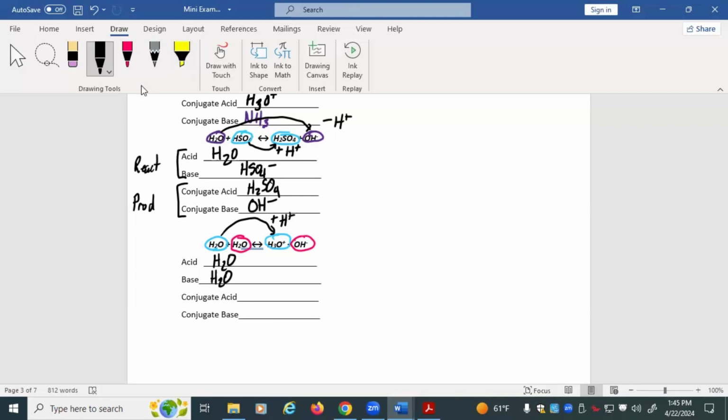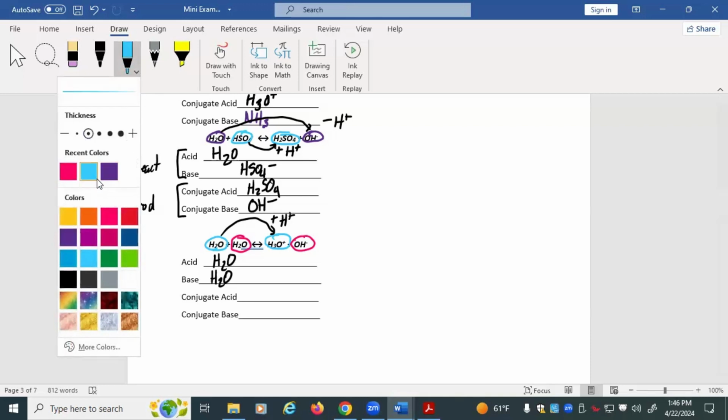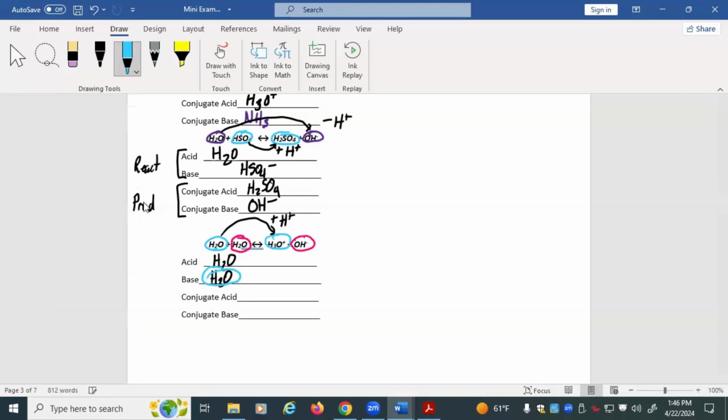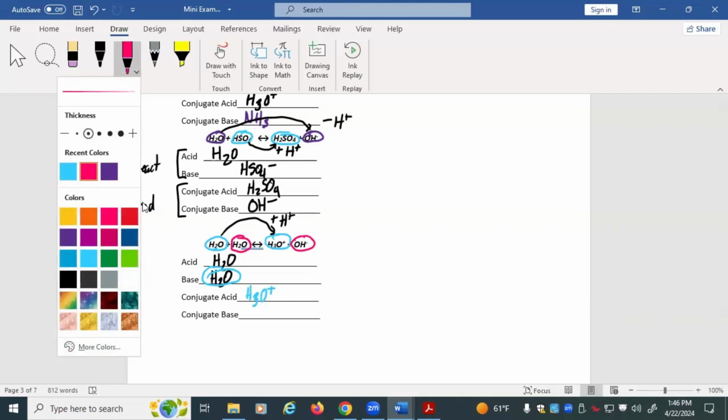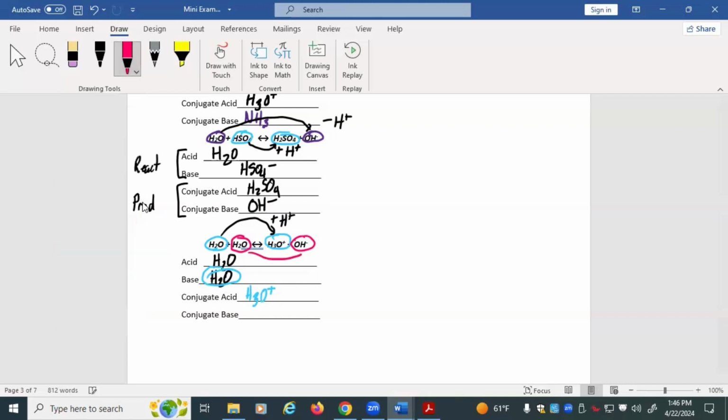The water in blue has added a hydrogen, so that would be the one that is actually basic, which makes the hydronium ion the conjugate acid. The one in pink here has lost the hydrogen, so that means it is acting as acid, and the hydroxide would be the base, the conjugate base.